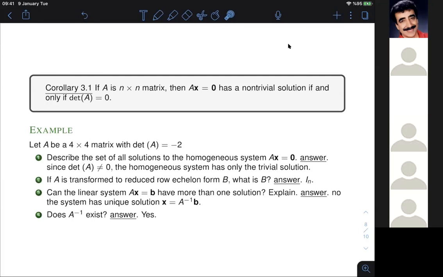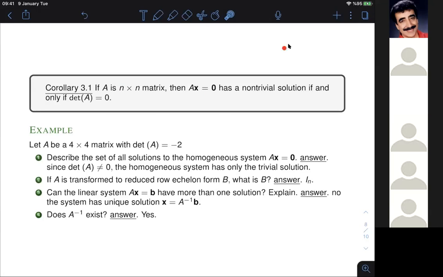Now we have a corollary to the previous thing. Let's look at this equation, which is called a homogeneous equation because the right-hand side is 0. A is a square matrix. A times x equals 0 has a non-trivial solution if and only if its determinant is 0.